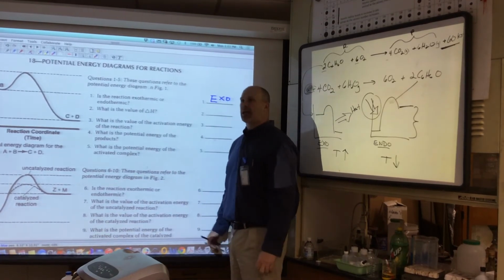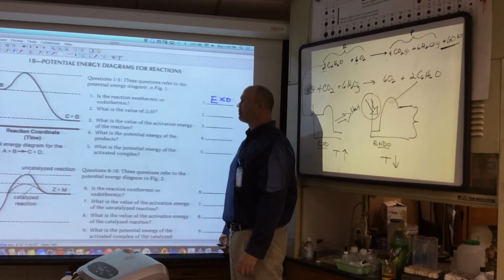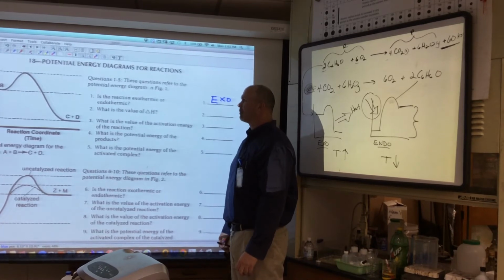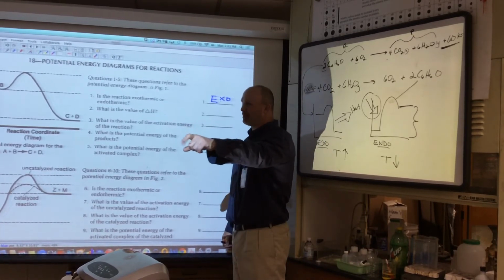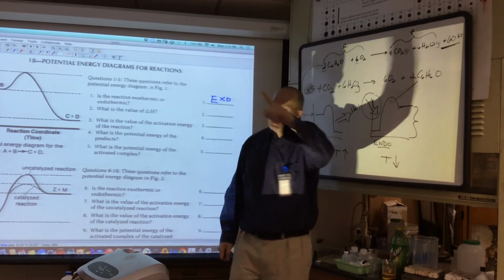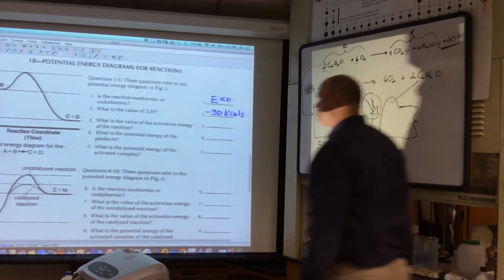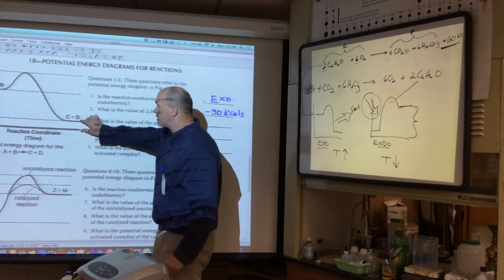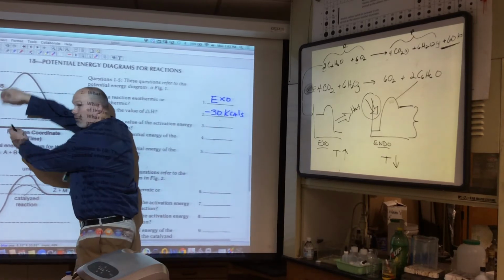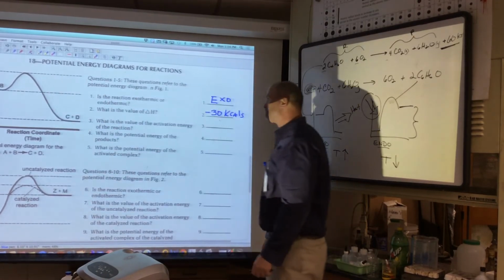What's the value of delta H? Negative 30. You got to put the negative. You forget, it's going down 30. Now in this case we're using kilocalories. Negative 30 kcals. You're at 40. What's delta H? Products, 10, minus the reactants, 40. 10 minus 40, negative 30.